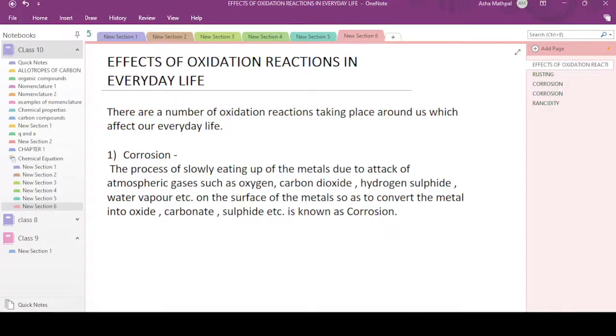In my today's session, I will be continuing with the class 10th chemistry chapter 1, chemical reactions and equations. In my last session, I have already taught you up to the topic redox reaction. So in today's session, I will be taking up the last topic of this chapter, that is effect of oxidation reactions in our everyday life.